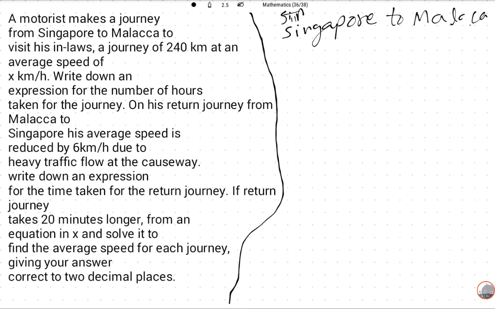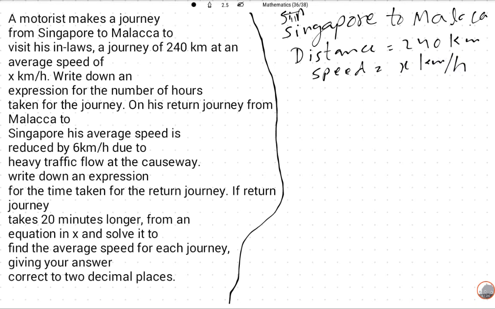Singapore to Malacca. The journey's distance is 240 kilometers. Average speed is x kilometers per hour. Write down an expression for the number of hours taken for the journey. So time is to be found. Okay.